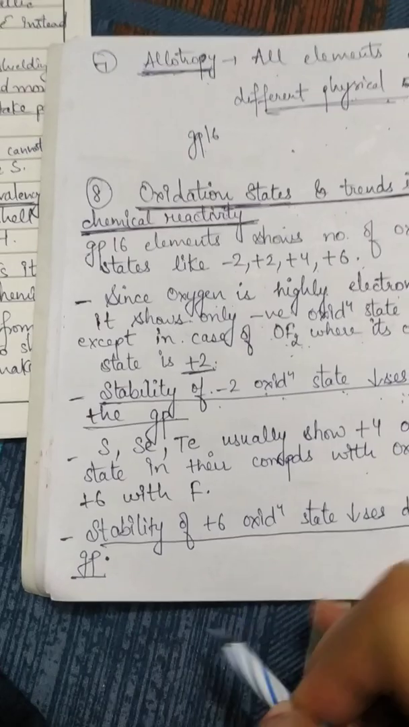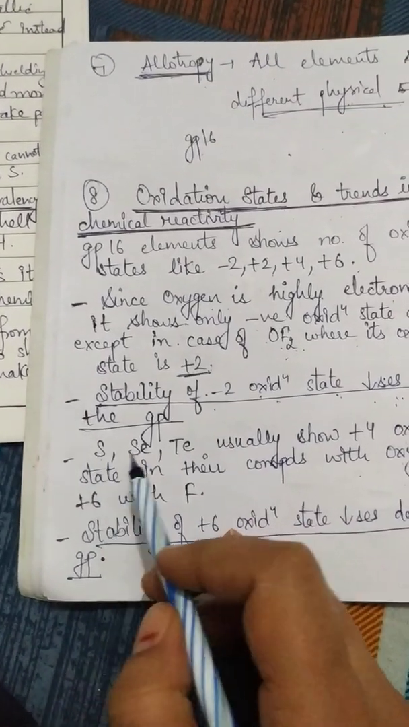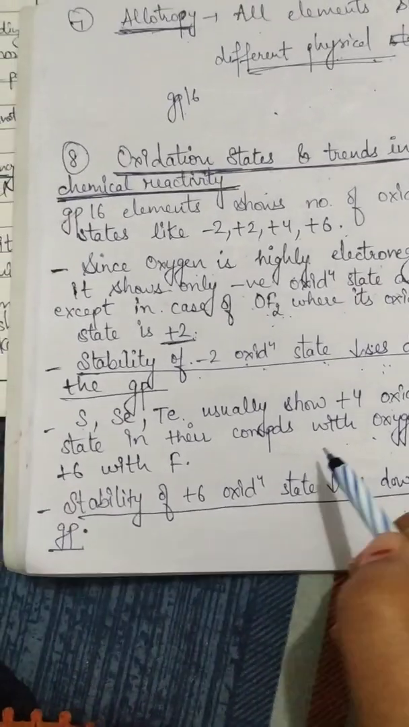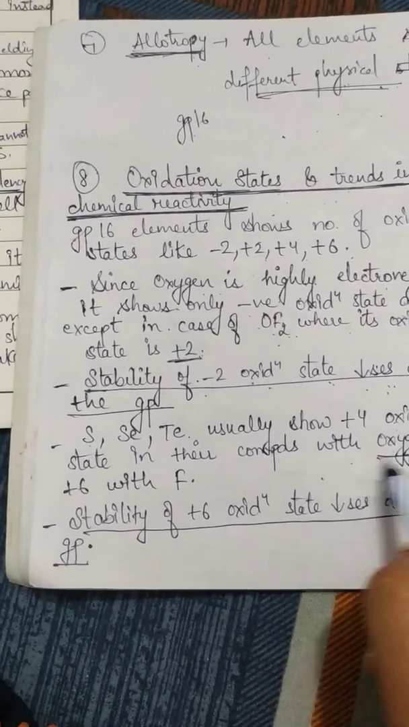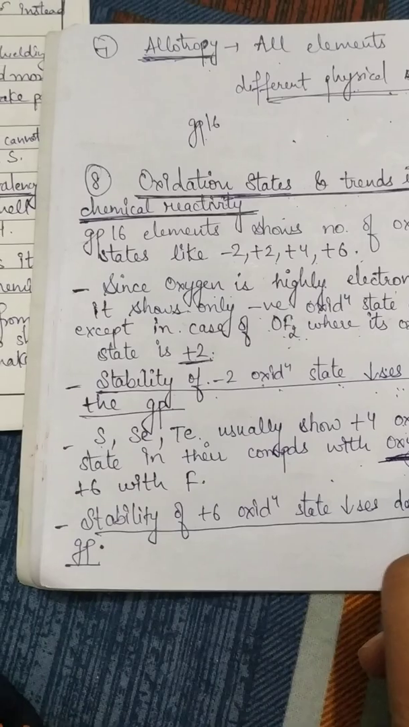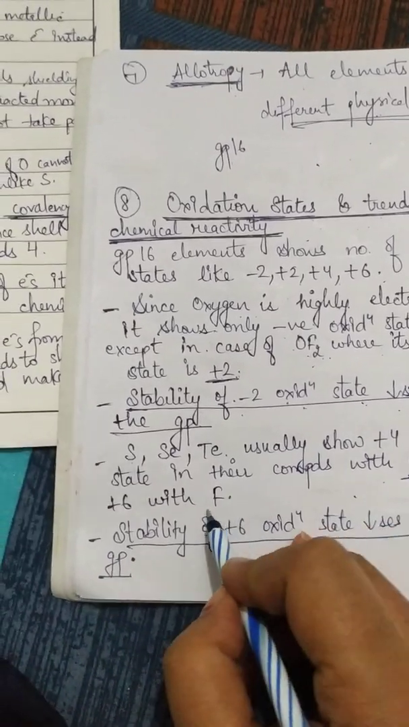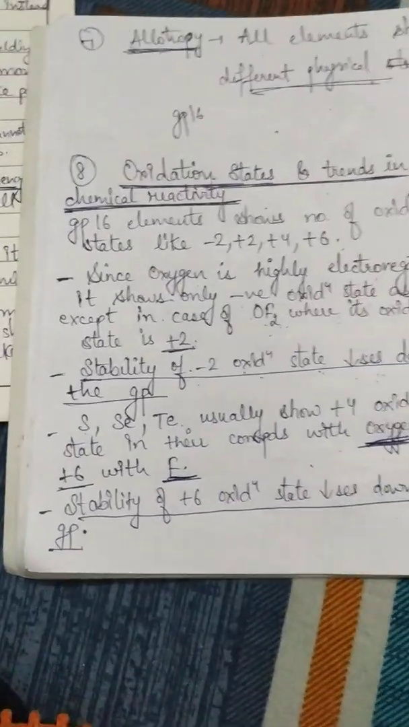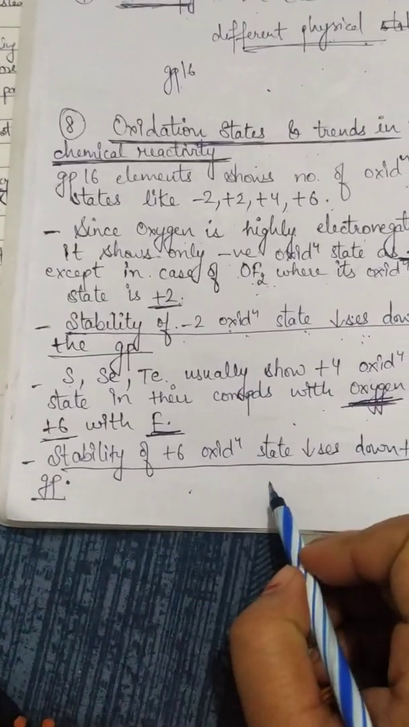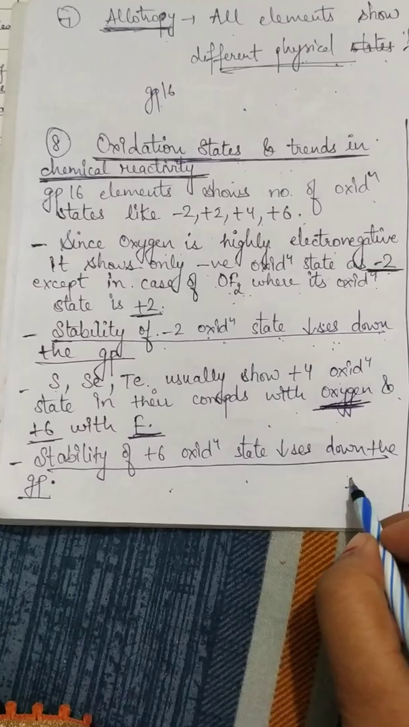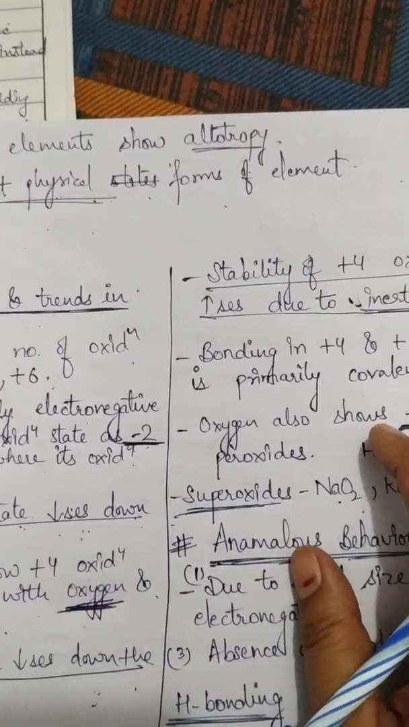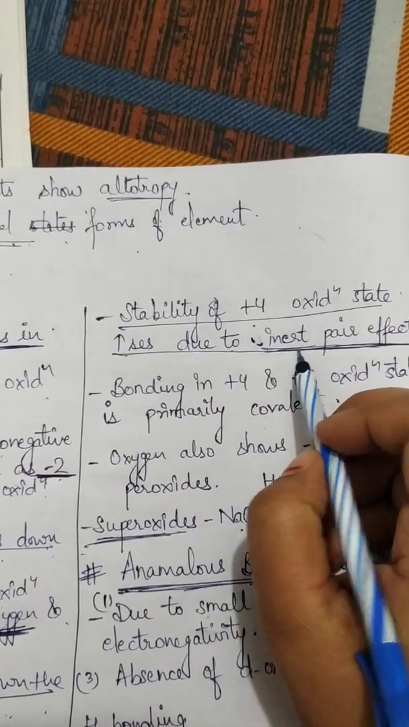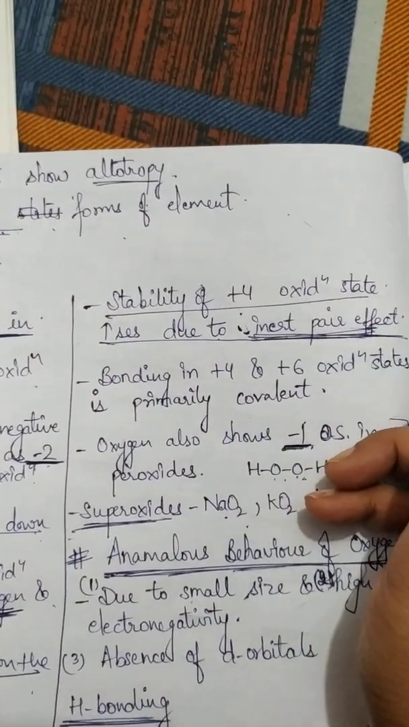While other elements of group 16 like sulfur, selenium, tellurium show +4 oxidation state in their compounds when they form bonds with oxygen. But if they form compounds with fluorine, they also show +6 oxidation state. And stability of +6 oxidation state decreases down the group, while the stability of +4 oxidation state increases down the group. This is due to inert pair effect.